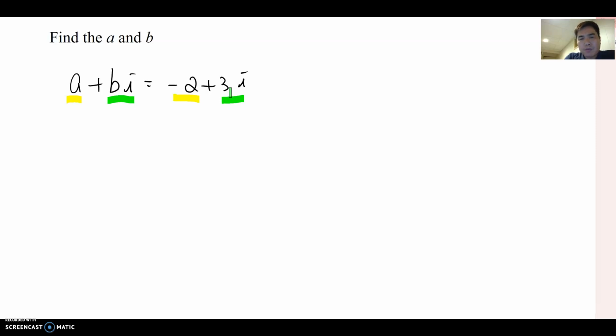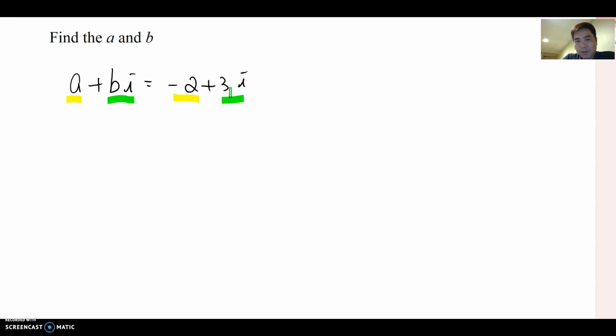Maybe in the last video, or maybe 2 or 3 videos before this one, I explained why we have the a plus bi form for a complex number. The reason is the real and imaginary numbers are two different number categories, so we cannot combine them with each other. That's the reason we have to keep the a plus bi form. It means when you analyze the values a and b, you also think separately in the real term only, and then in the imaginary number term only.